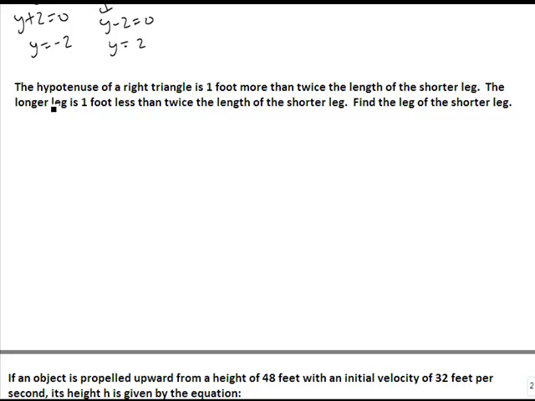So in this next example, we have the hypotenuse of a right triangle is 1 foot more than twice the length of the shorter leg. The longer leg is 1 foot less than twice the length of the shorter leg. Find the length of the shorter leg. So we're talking about a right triangle. So let's draw one.